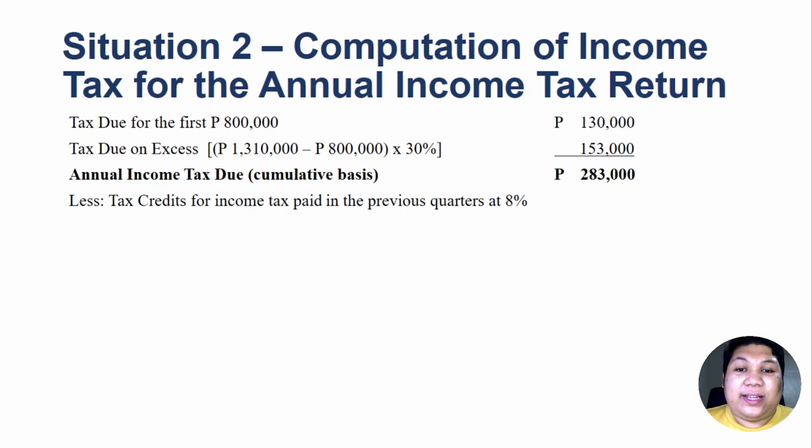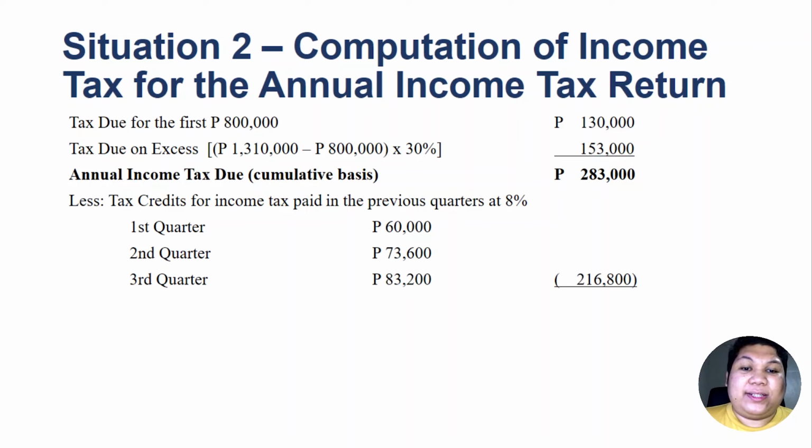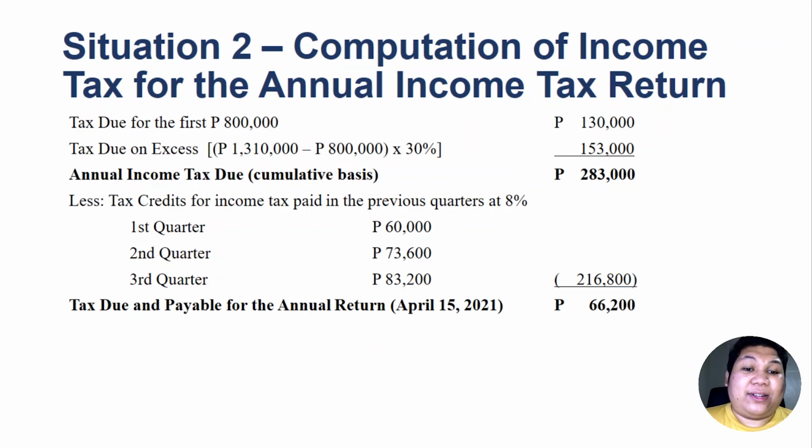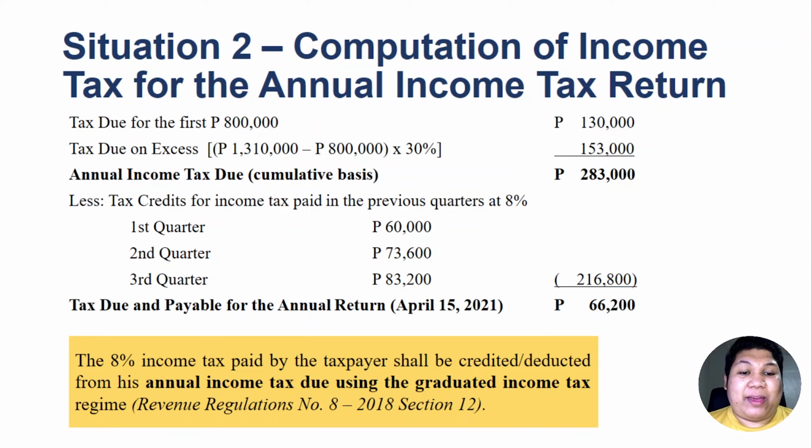Okay? And we will deduct the income taxes paid for the first 3 quarters at 8% optional rate. So for the first quarter, the tax paid was 60,000 pesos, and for the second quarter, Juan paid 73,600 pesos, and for the third quarter, Juan paid 83,200 pesos, a total of 216,800 pesos. So Juan's tax due and payable for the annual income tax return, which will be paid on or before April 15, 2021, is only 66,200 pesos. The 8% income tax paid by the taxpayer shall be credited or deducted from his annual income tax due using the graduated income tax regime. So this is according to Revenue Regulations number 8-2018, Section 12.